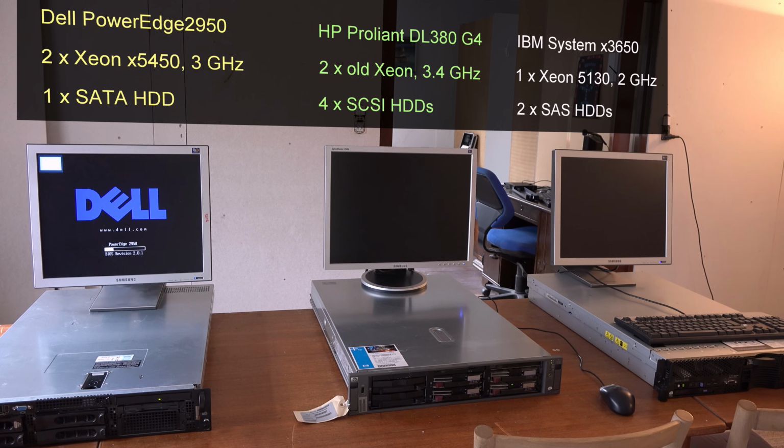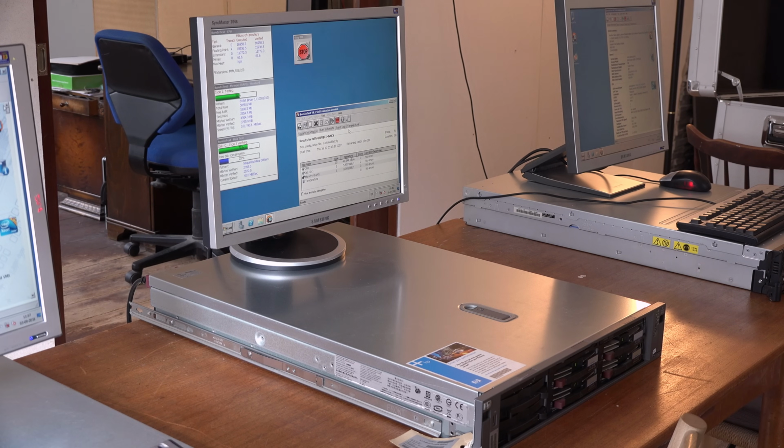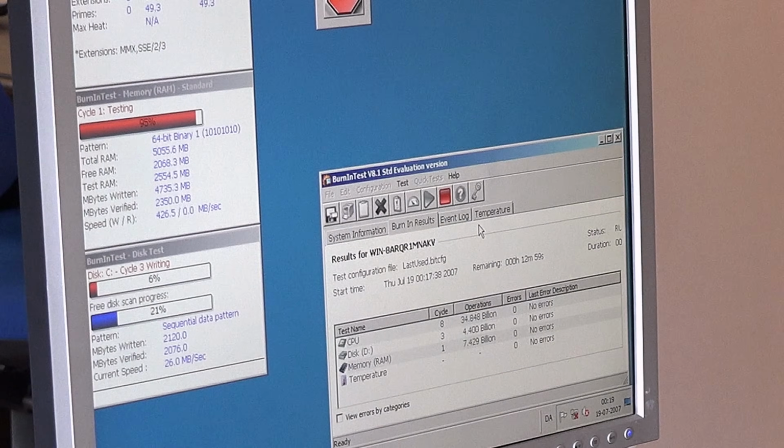With this info, it's time to place your bet. How many of these servers will be able to start up again after I have swept the magnet over them several times at close distance? All of them? Some of them? None of them? Let's start with the oldest one, the HP.